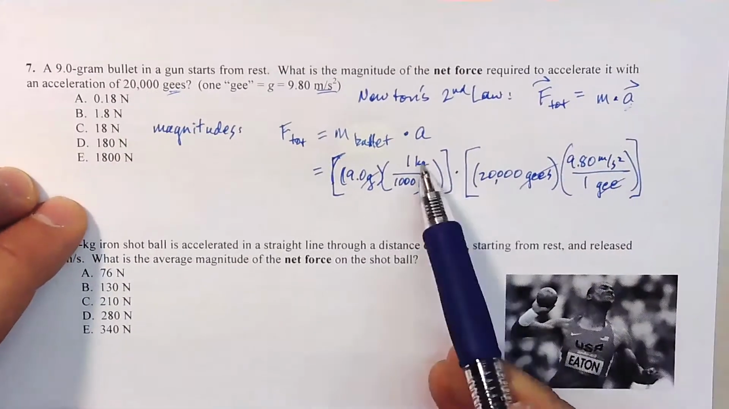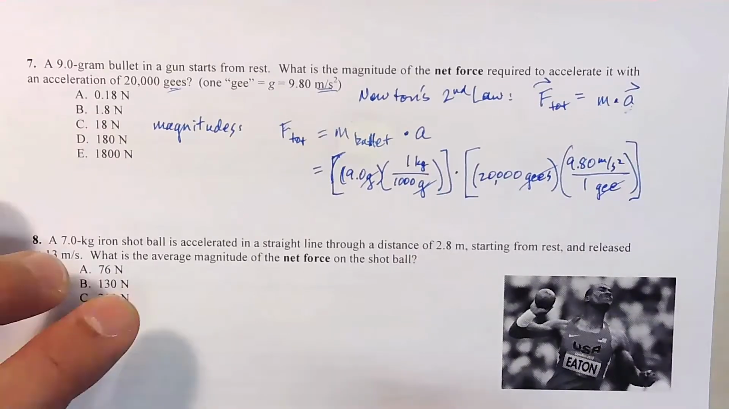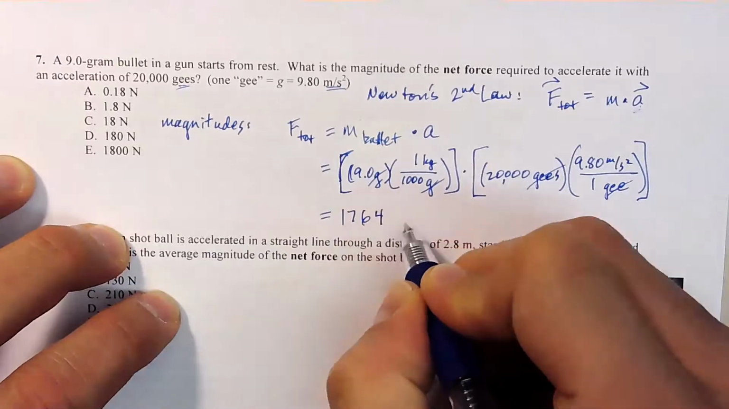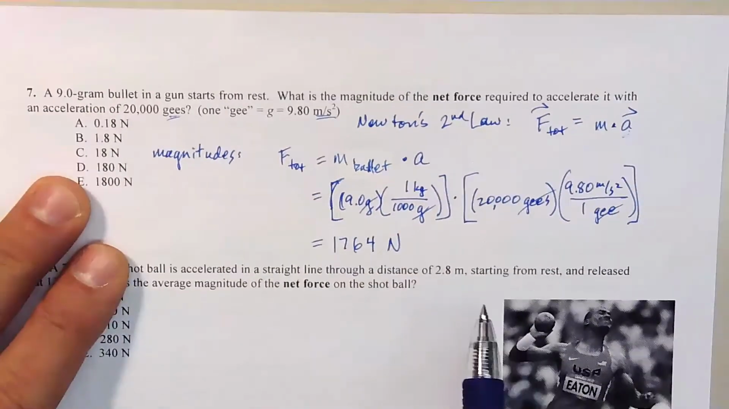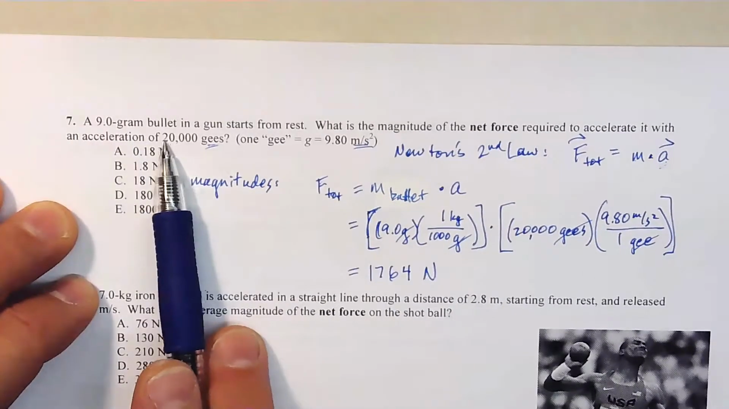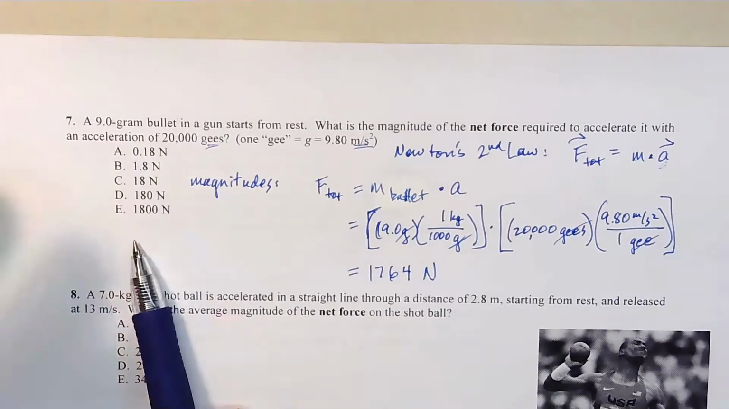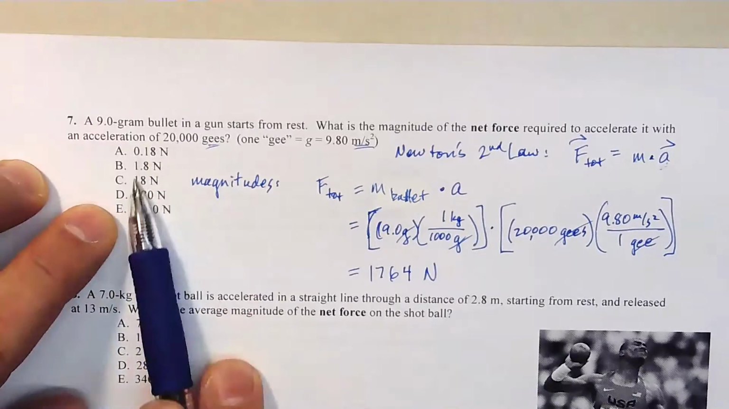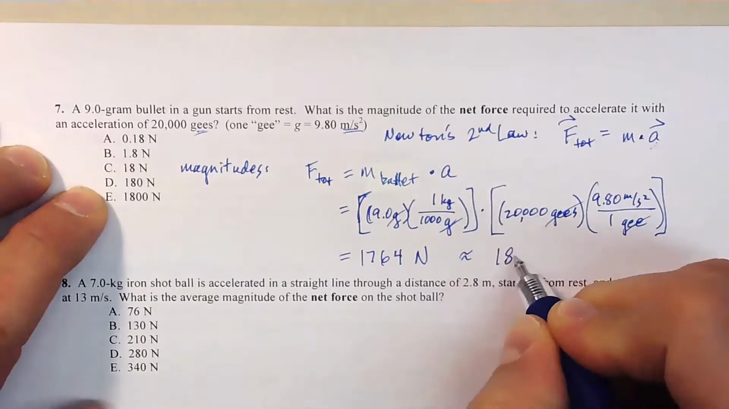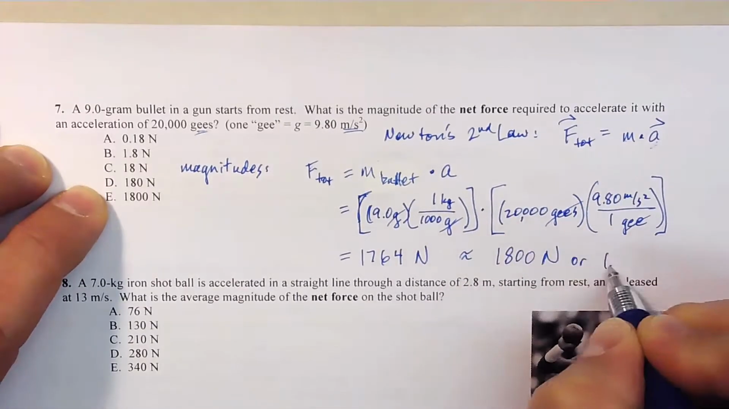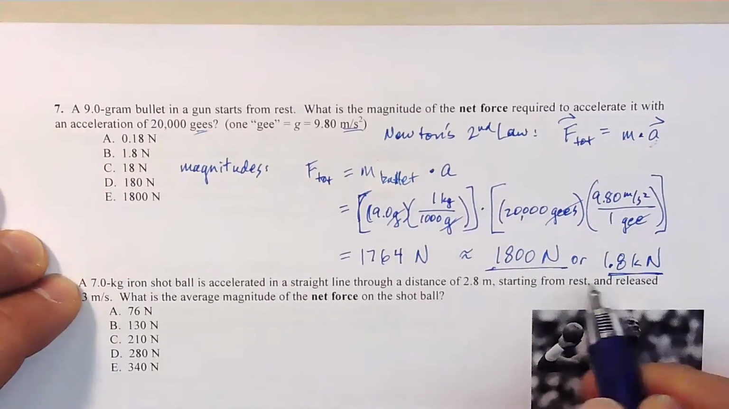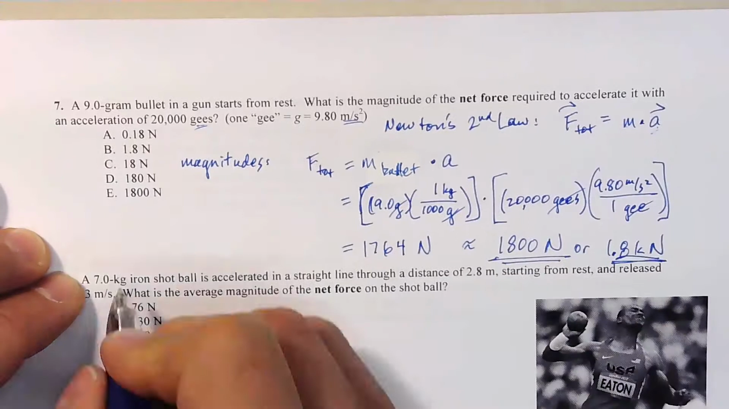Good. Now I have kilograms times meters per second squared. That'll be newtons when I calculate it. And then I ask my calculator what this is, and I get 1764 newtons. Now, looking at the sig figs, this looks like 2 sig figs for the grams. This is ambiguous. Well, all right. There are multiple choice answers given to me, and they all have 2 sig figs. So let's assume the 20,000 is 2 sig figs. So that's 1,800 newtons or 1.8 kilonewtons. Okay. So either of those would be a good answer.